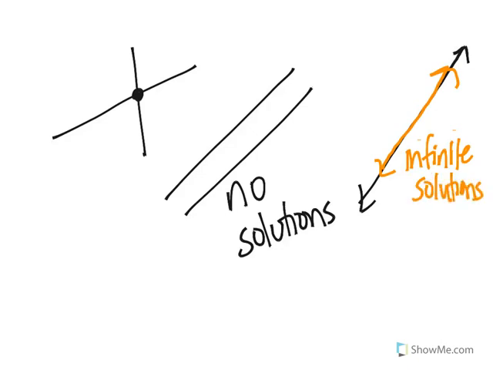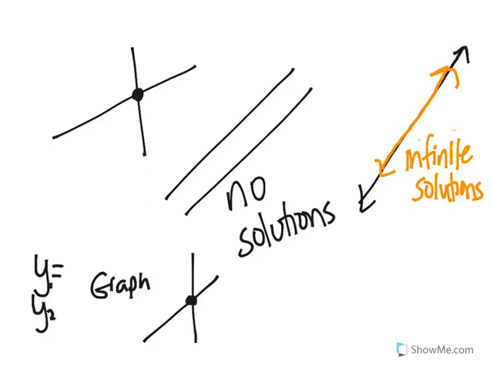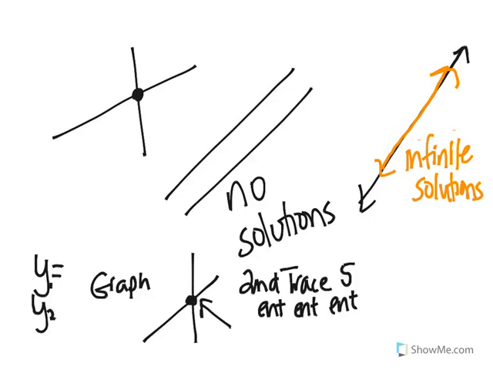And let's just quickly review the steps for using your calculator. Make sure your equations are in y equals. Put one of them in y1, the other one in y2. Hit graph. Make sure you see the intersection point or zoom out if you don't. Then use second, trace, 5, enter, enter, enter, and you will get the intersection point that solves both equations at the same time. Okay, so there's your lesson.